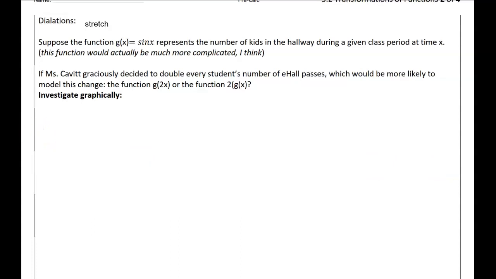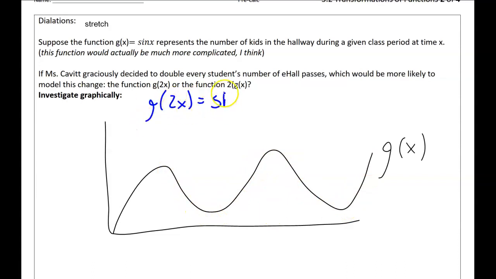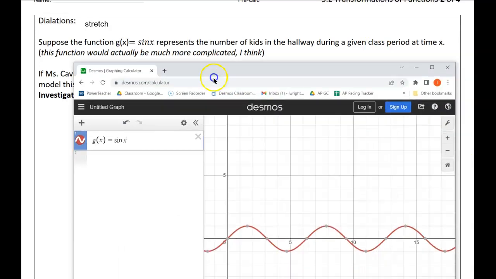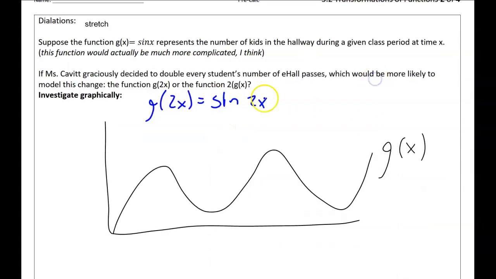So I'm going to sketch a graph, and this doesn't have to be accurate or have a scale at all, but I'm just going to sketch a wavy graph. And let's see what g of 2x would look like. g of 2x would be, instead of sine of x, sine of 2x. And if I graph that, notice my waves get narrower, right? So that's a horizontal transformation. So here's sine of 2x, here's sine of x. So essentially I start in the same spot, but I have twice as many waves.